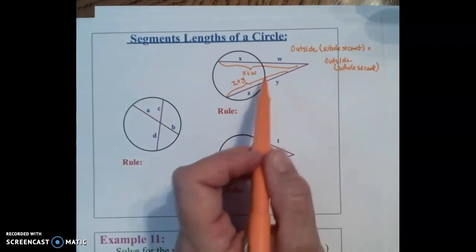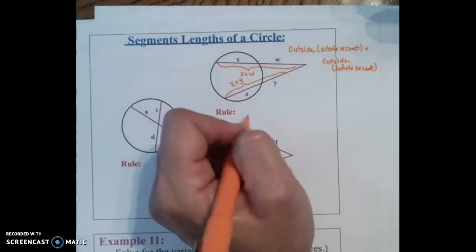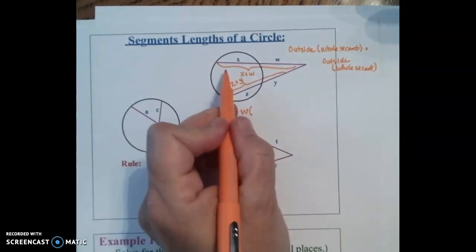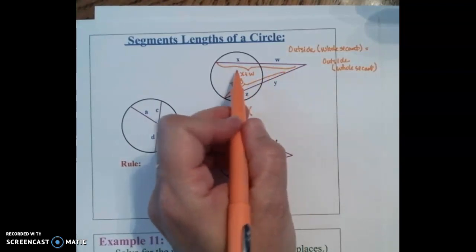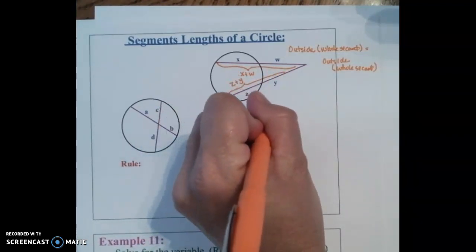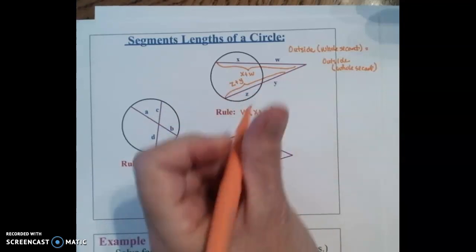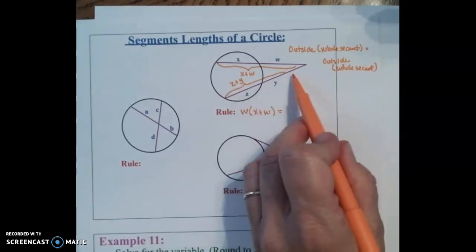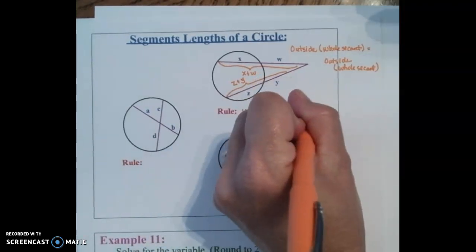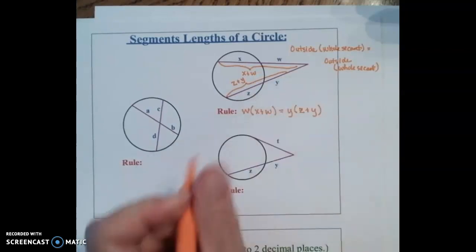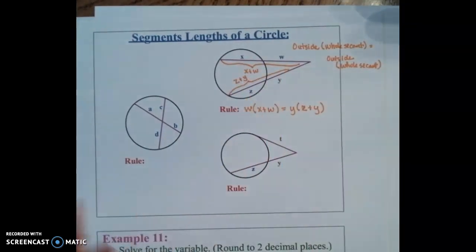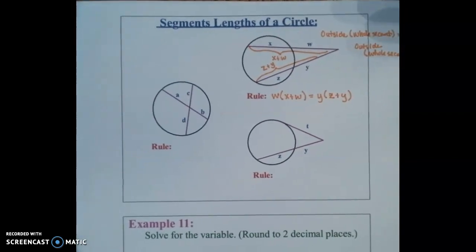So in words, now let's put it together with our variables. The outside piece is W times the length of the whole secant, which is x plus y, x plus W. And that's equal to the other secant. The outside is y. The length of the whole secant is z plus y. So that's the rule to find these segments, and we'll do some examples in just a minute.